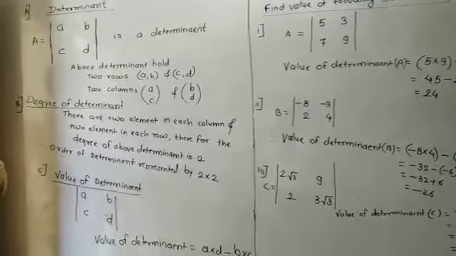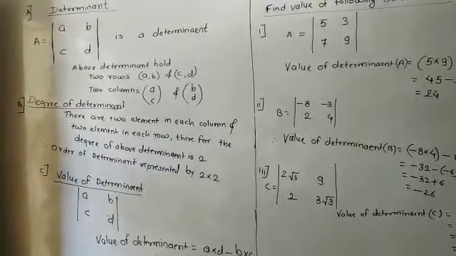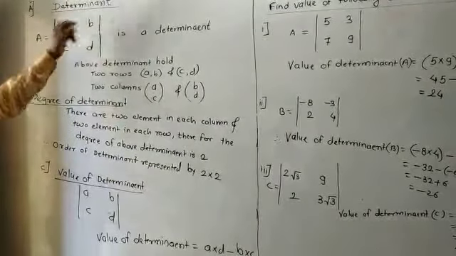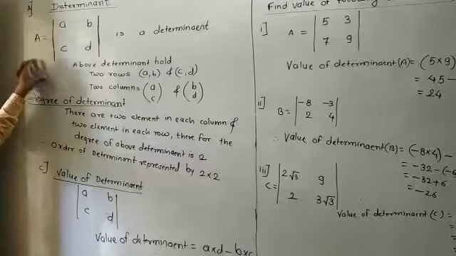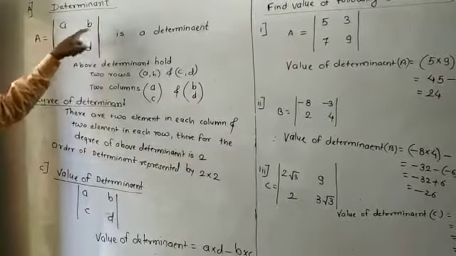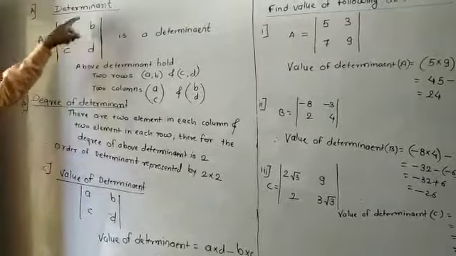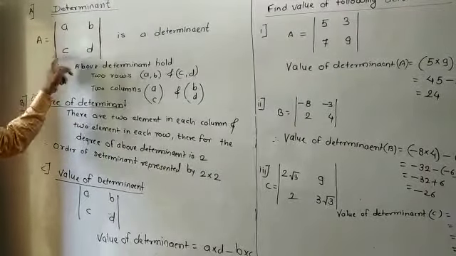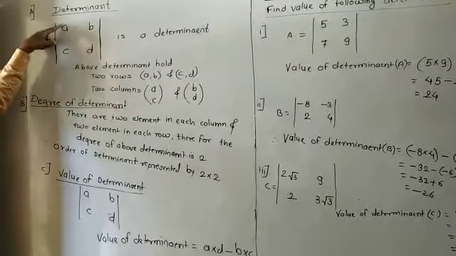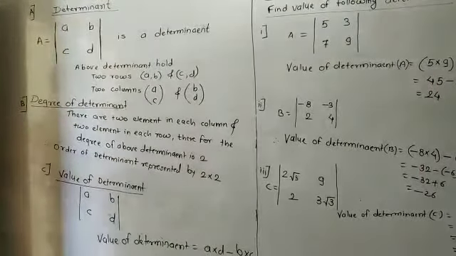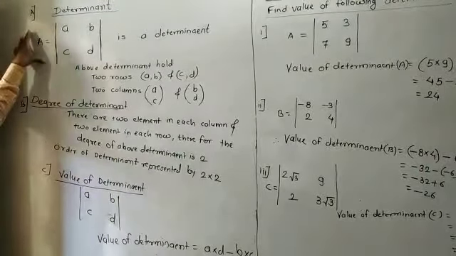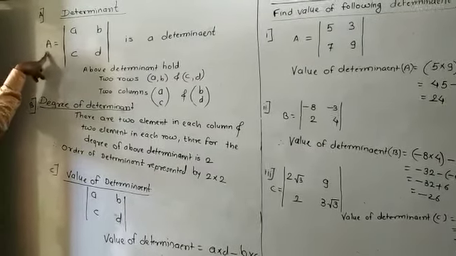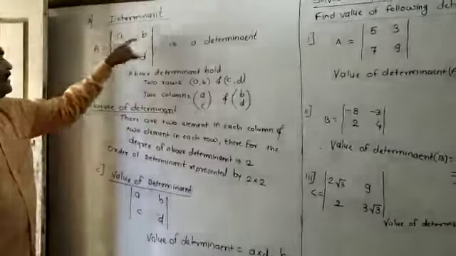Here one determinant is represented by one of the alphabet A. A is equal to, this is the determinant. Between these two vertical lines, these are the two rows and these are the two columns. AB, CD are the two rows and AC and BD are the two columns. And this represents the determinant. I will say that this is the determinant A is equal to A, B, C, D.